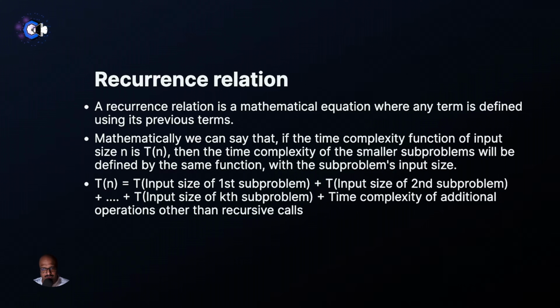than recursive calls. So to find the time complexity of a recursive algorithm, there are three steps that are followed. First one is to identify the input size of larger and smaller subproblems. Then write the recurrence relation for the time complexity. Then solve that recurrence relation to get the time complexity using a recursion tree or the master theorem approach.